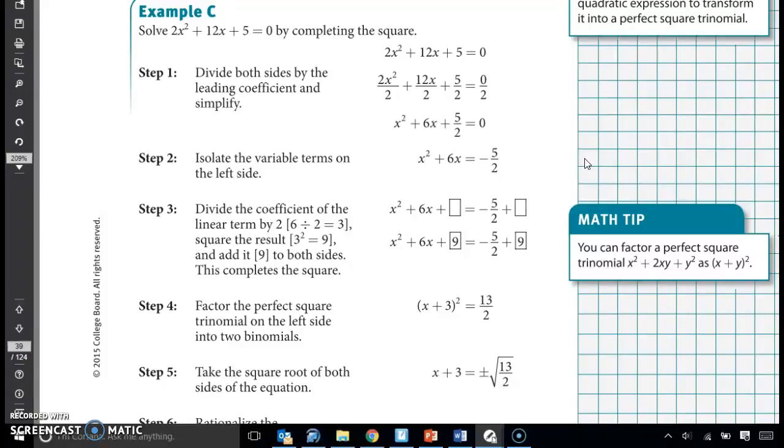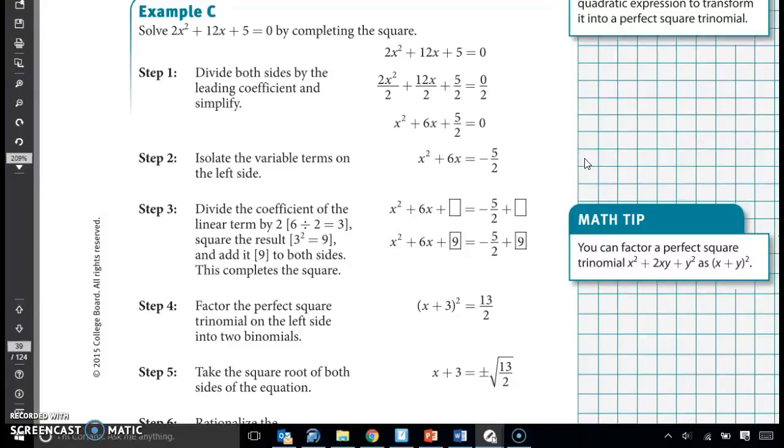So the first thing that we're going to do is that 2 that's in front of the x squared, we need to get rid of that. Our first term, the leading coefficient, needs to be a 1. So dividing everything by 2, we have x squared plus 6x plus 5 over 2 equals 0. The next thing we're going to do is our constant on the end, we're going to move to the other side of the equal sign. So since this is positive, we're going to subtract it. So then we have x squared plus 6x equals negative 5 over 2.